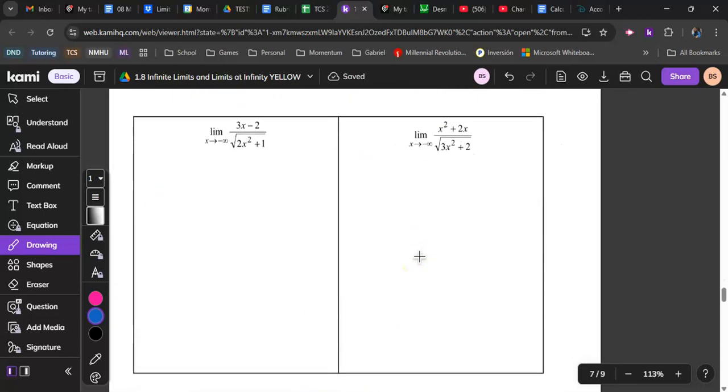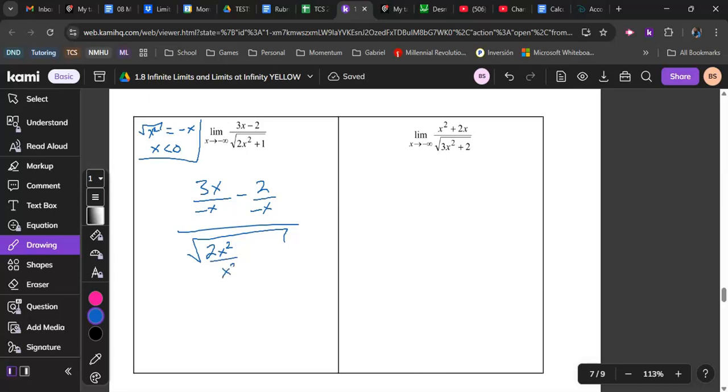So let's try another example. This time, there is no graph, because now we know it works. This is where you lose me. No. Look at this. Remember, the square root of x squared equals negative x if x started negative. In this case, it did. So I'm going to go ahead and take this: 3x over negative x minus 2 over negative x, all over the square root of 2x squared over x squared plus 1 over x squared. This is all the limit as x approaches negative infinity.